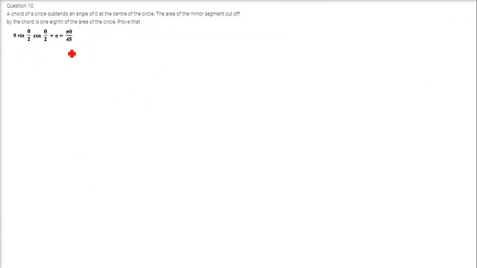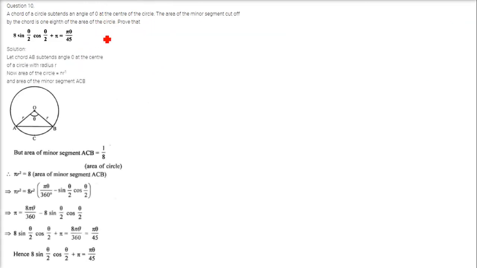A chord of a circle subtends an angle of theta at the center. So we have a chord and it is subtending an angle of theta. The area of the minor segment cut off by the chord is 1/8 of the area of the circle. We already have the formula of this minor segment. First of all, let me tell you what they have told: the minor segment area is equal to 1/8 of the area of the circle.